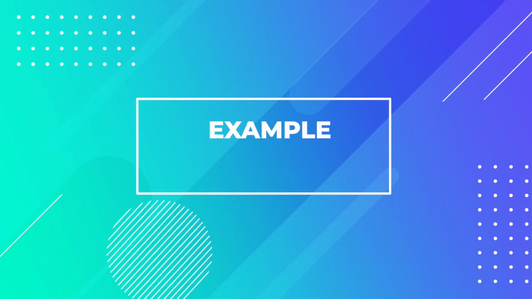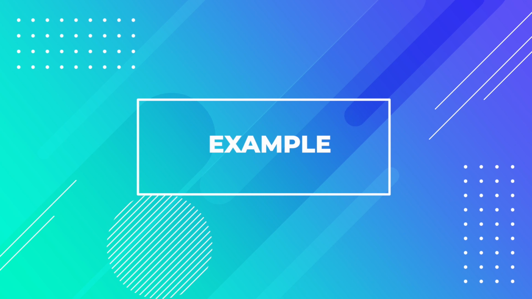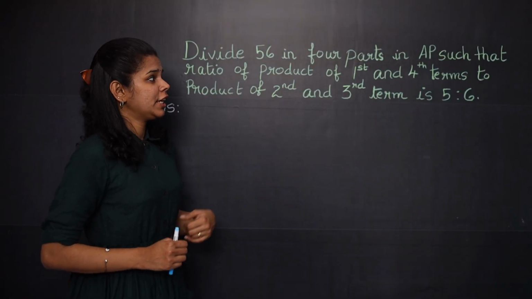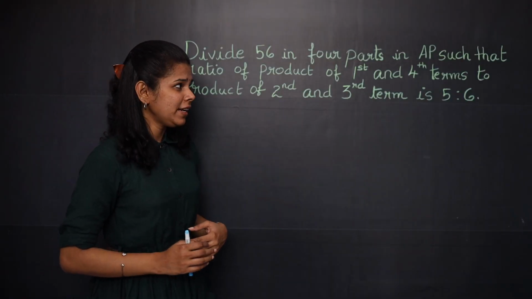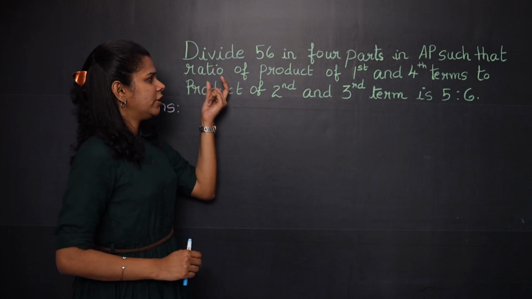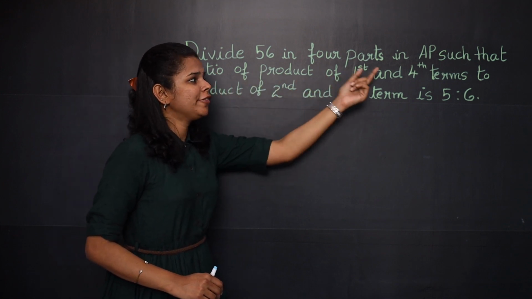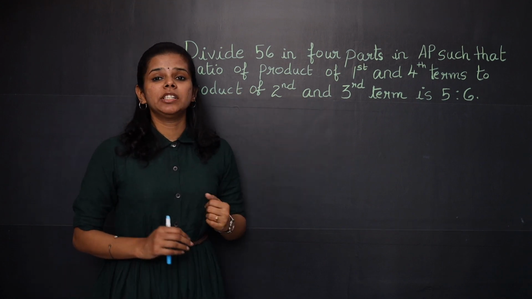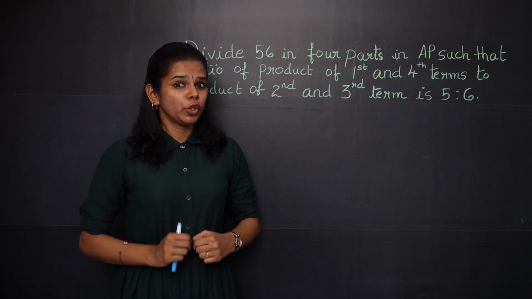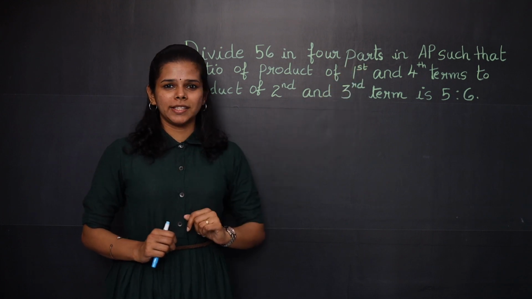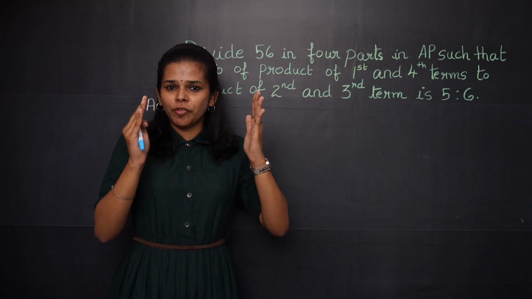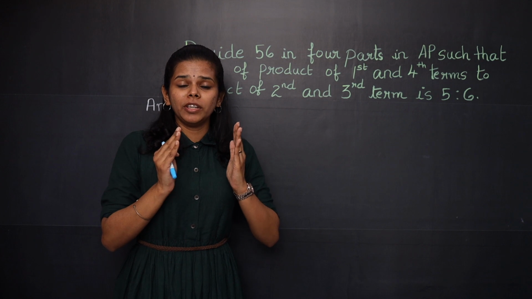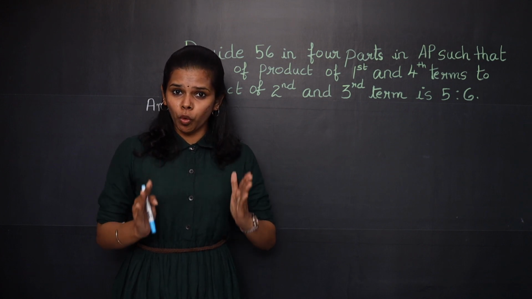Now let's move on to the last example. Divide 56 in 4 parts in AP such that the ratio of product of first and fourth terms to the product of second and third term is 5:6. So here you can see 4 parts. So you need to make it as 4 terms. We are going to divide 56 into 4 terms.